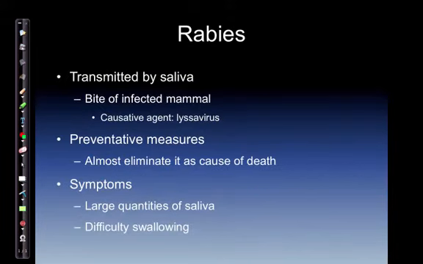Rabies, transmitted by saliva, or the bite of an infected mammal. Causative agent is the rabies virus. Causes encephalitis, which is acute infection of the brain, inflammation. And hydrophobia. Patient cannot drink for fear of choking. Preventative measures on this are immunoglobulin post-exposure, and that almost eliminated rabies as the cause of death in developed countries. Symptoms: large quantities of saliva, they're drooling, and difficulty swallowing.